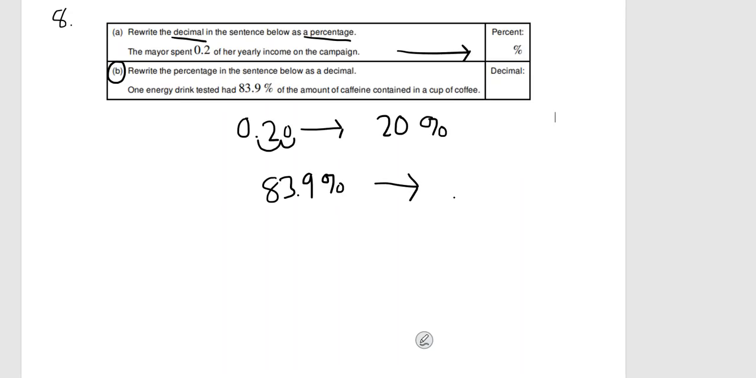We want to get rid of the percent here. So we want to write it as just a decimal. Whenever we want to get rid of the percent, we're going to move 2 places to the left. So we would have 0.839. That's how we remove our percent symbol.